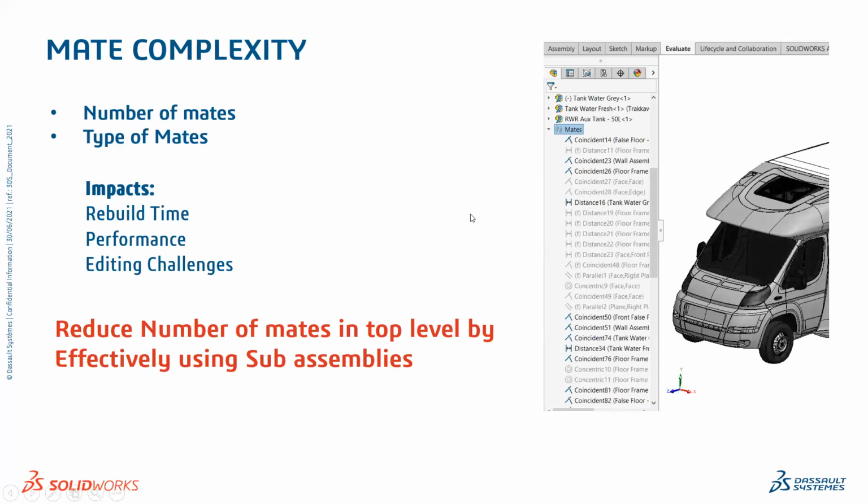Here is the next topic, mate complexity. Whenever we are opening any sub-assemblies or top-level assemblies, all the mates, all the features and all the components are going to be loaded, correct? So when you have lots of mates and complicated mates, that means the number of mates and the type of mates. For example, a complicated type of mate could be a tangent one, or a mate through the sketches, through the path. These kinds of mates are complicated.